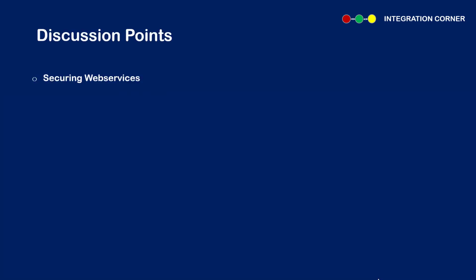WSO2 offers a ton of options to secure our web services and APIs, so we can't cover all of them in one video. Our focus would be on securing the web services, and very specifically, I'll be discussing how to secure our APIs or SOAP-based web services using web service security tokens. So that's what we're going to focus on today.